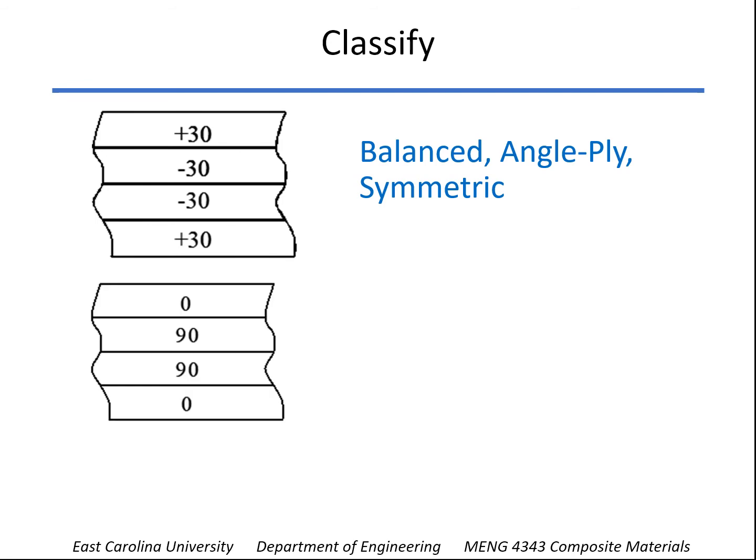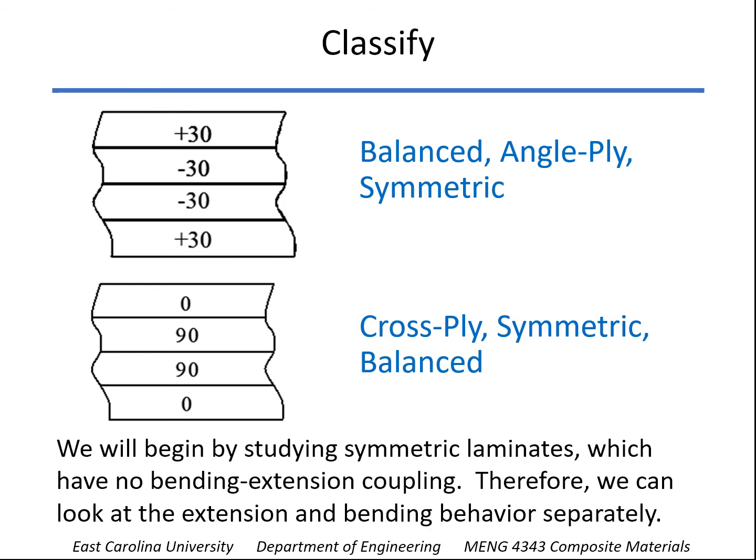Here's one with all 0s and 90s. We call that a cross ply. And that one also is symmetric. And as we said, that makes it automatically balanced because there's nothing other than a 0 and 90 that has to be balanced with a negative of that angle. So again, we're going to start out by only looking at symmetric laminates. And what that means from a mechanics standpoint is that if we put in-plane loads on it, it's not going to bend. And so we can look at the extension, that is the in-plane behavior, and the bending behavior separately.